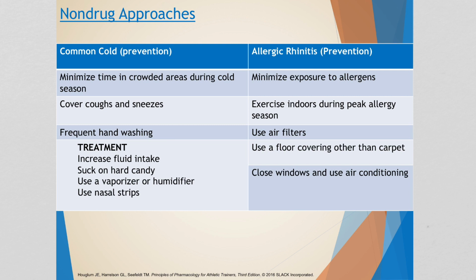For allergic rhinitis, you can also use air filters. And one of the things that we've seen that has been effective for patients with allergic rhinitis, particularly that of dust, is you can put coverings over your carpet so that the dust mites, when that patient is in your room or in your clinical setting, don't come up, right, and cause an allergic rhinitis allergy attack. And then close windows and then use air conditioning.